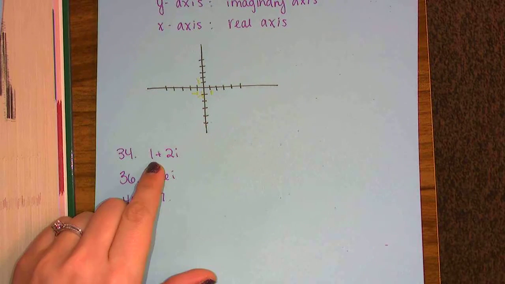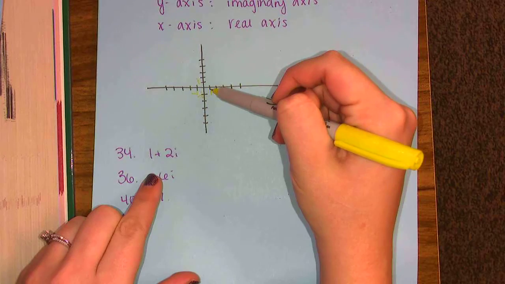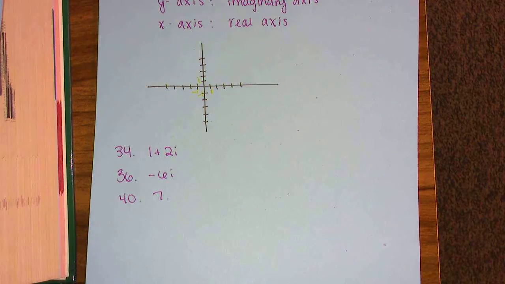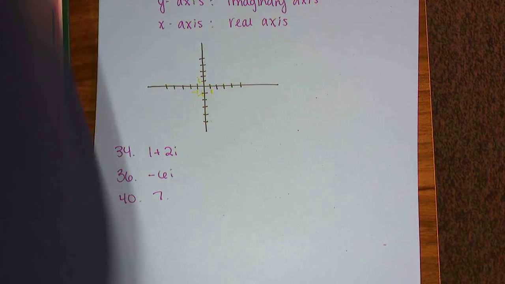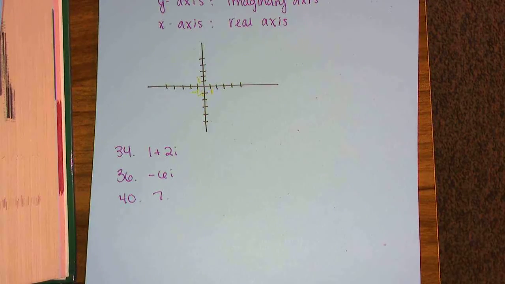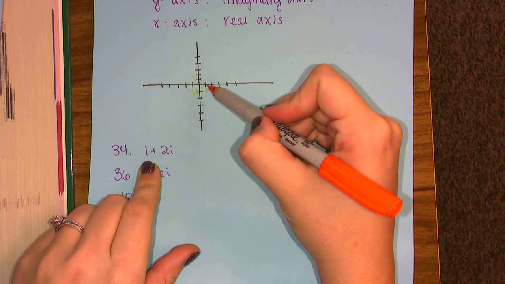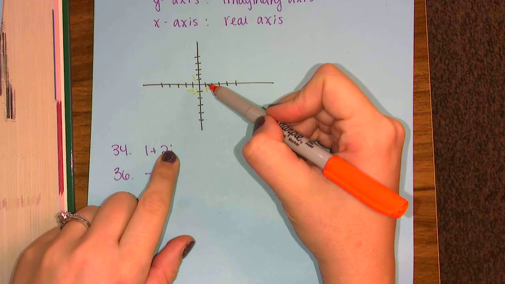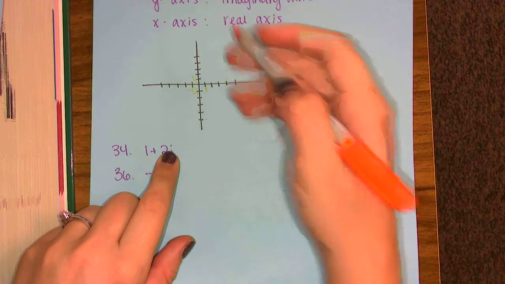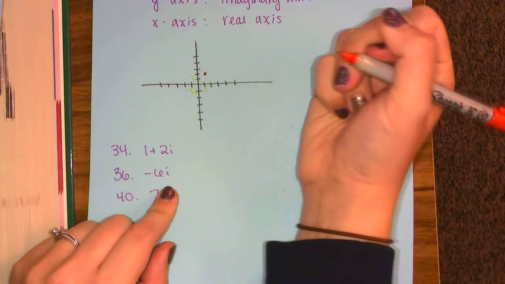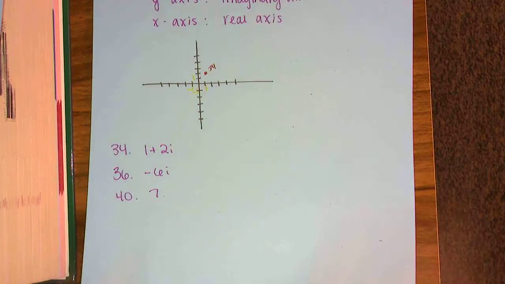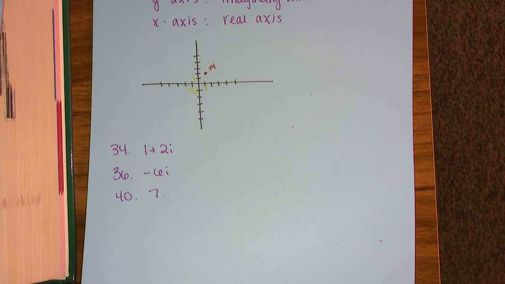Okay, 1. I go over 1 on the x. It's got 2i, so I go up to 2i. I plot the point. That was problem 34. Yeah, that's it. That's why I said do all these on the same one.